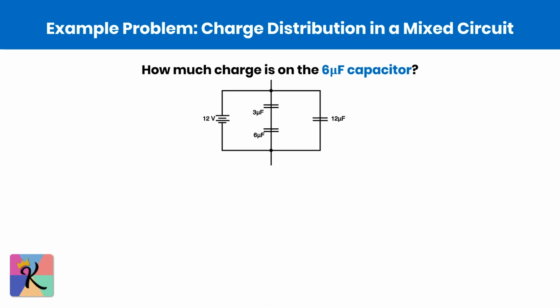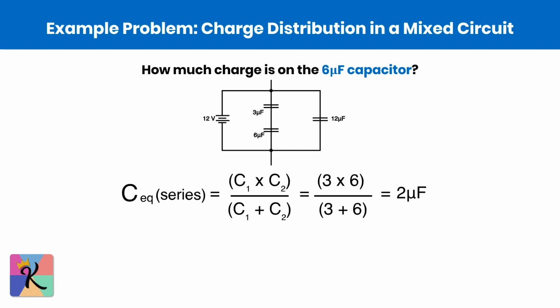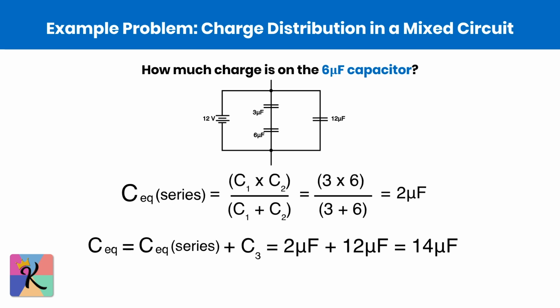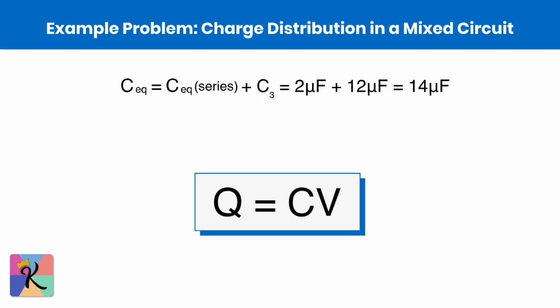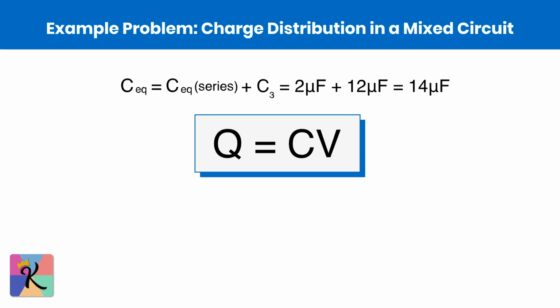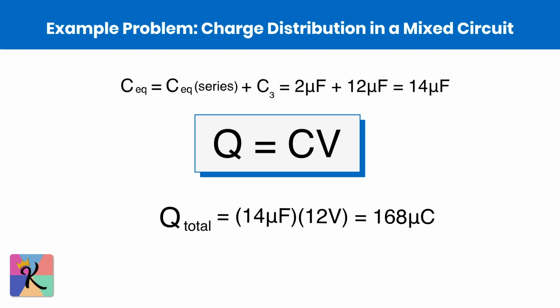First, simplify the series combination of the 3 and 6 microfarad capacitors, which equals 2 microfarads. Add this to the 12 microfarad capacitor in parallel to get a total capacitance of 14 microfarads. Calculate the total charge using the formula charge equals capacitance times voltage. 14 microfarads times 12 volts equals 168 microcoulombs.